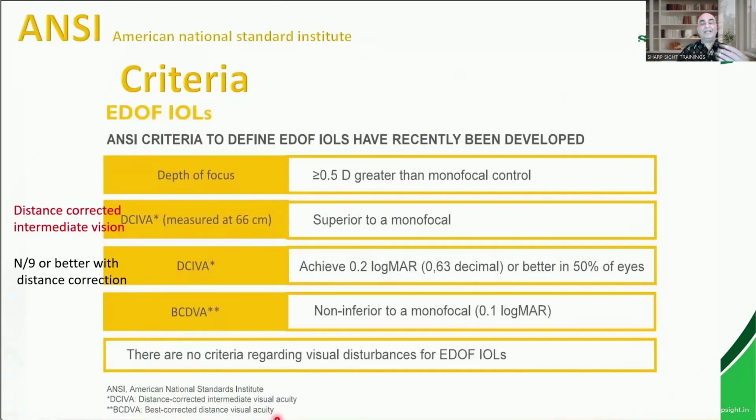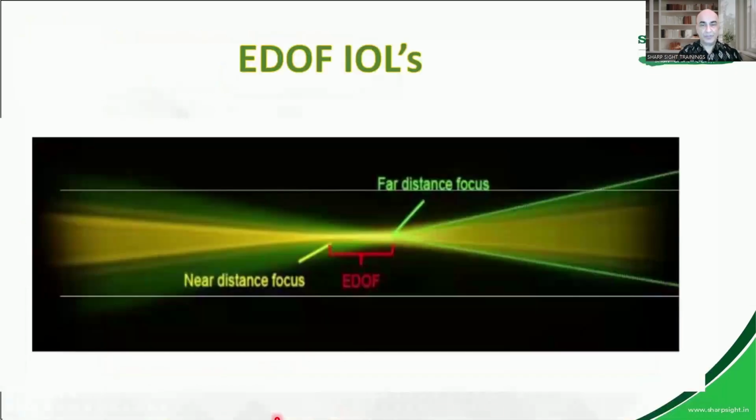But let us define what an EDOF lens is. The ANSI defines the EDOF lens as a lens which gives you better than logMAR 2 in more than 50% of implanted eyes while giving a better or equivalent vision to a monofocal lens for distance best corrected. This is a very loose definition, but yes, it is a good definition to start with.